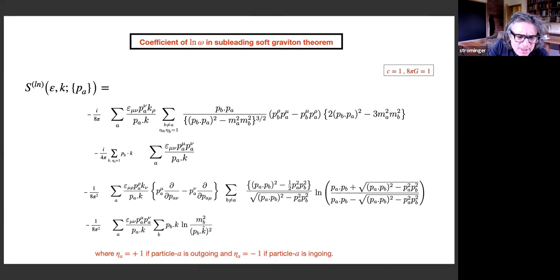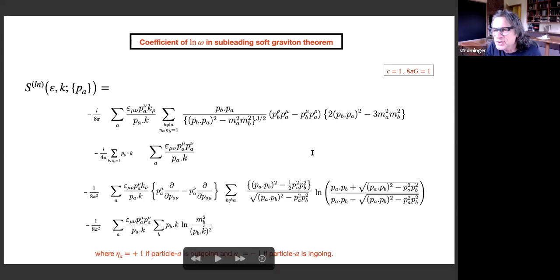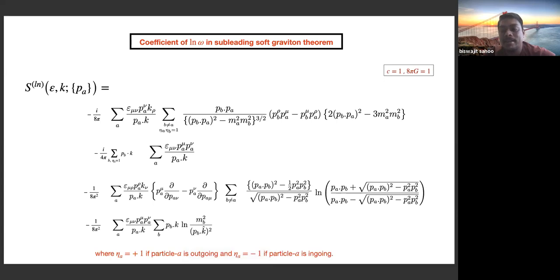Does this all vanish if there are no massive particles, no stable massive particles? Even for massless particles, these are non-vanishing. If all the particles are massless, this log omega is still present. Sorry, if they're all massless, it's still there? Yeah, if all the hard particles are massless, this is still non-vanishing. For electromagnetism it vanishes, but for gravity, even if they are massless, it is still there. I see.